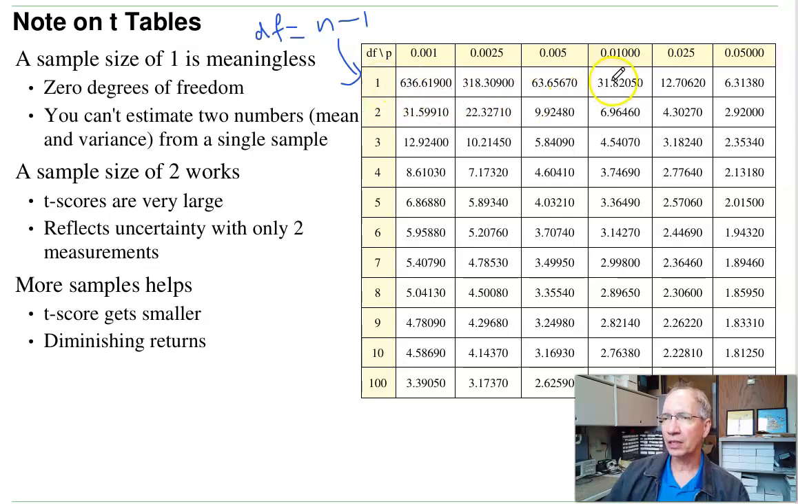Also note that the t-score gets smaller as the sample size gets bigger. I can actually get results with a sample size of 2. I've got to be pretty cautious with a sample size of 2, but I can actually do something. That's all I really need. Sample size of 3 would be nice. The t-score drops quite a bit. 4 is even better. 5, 6, 7. Then I get diminishing returns.